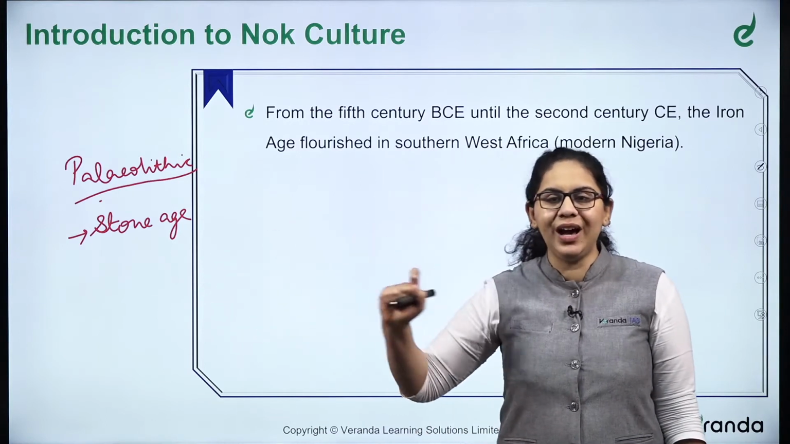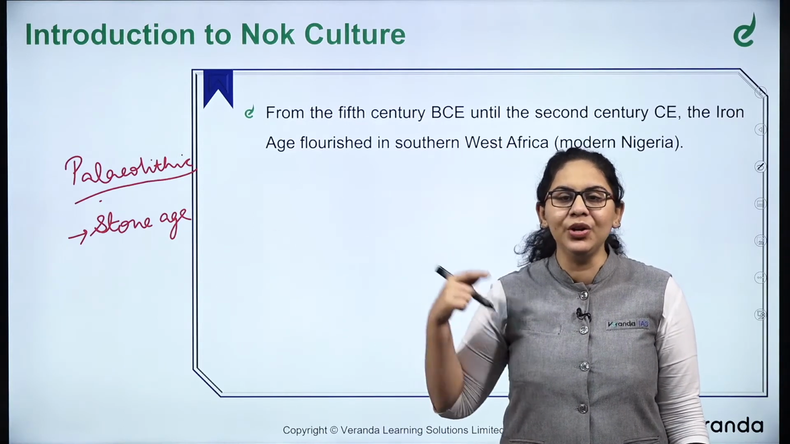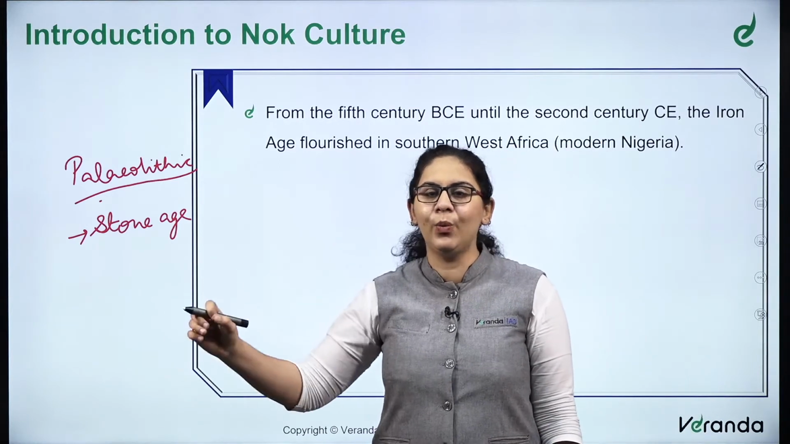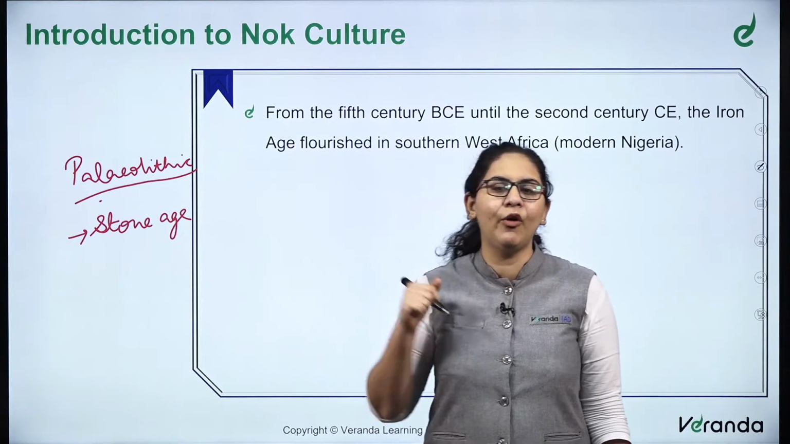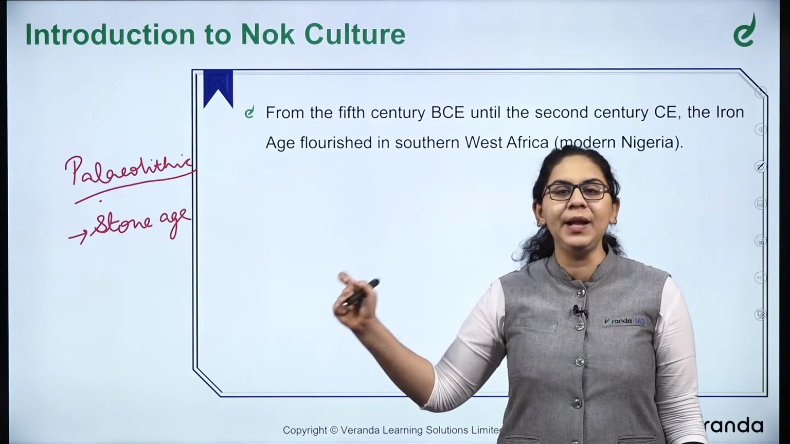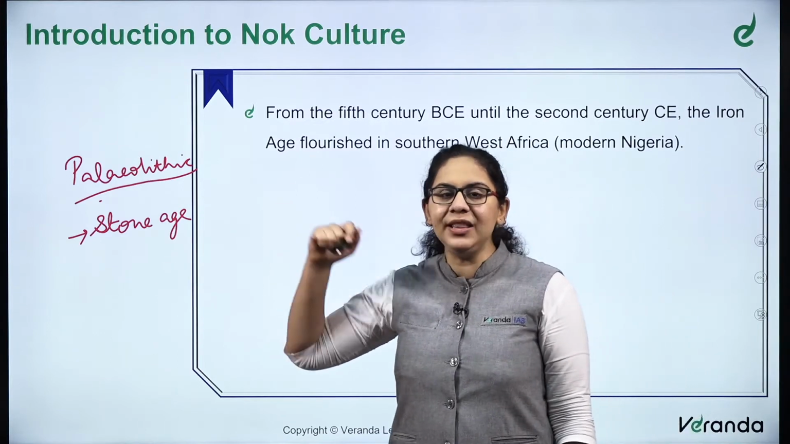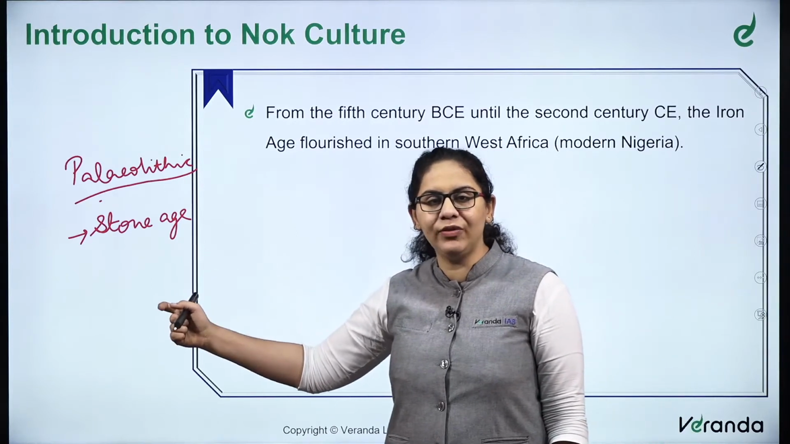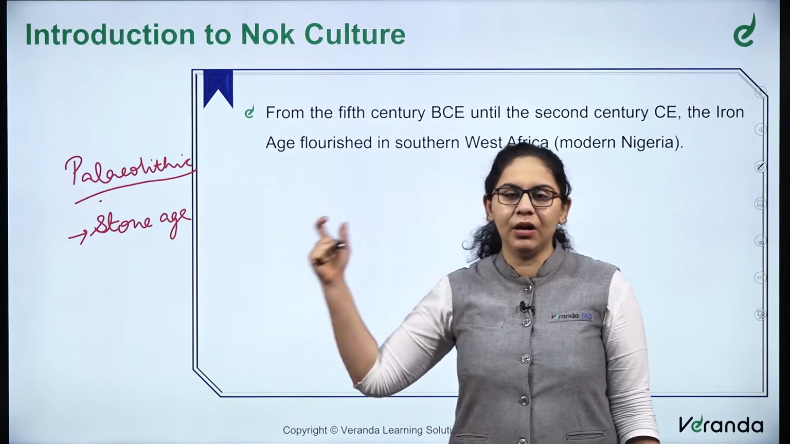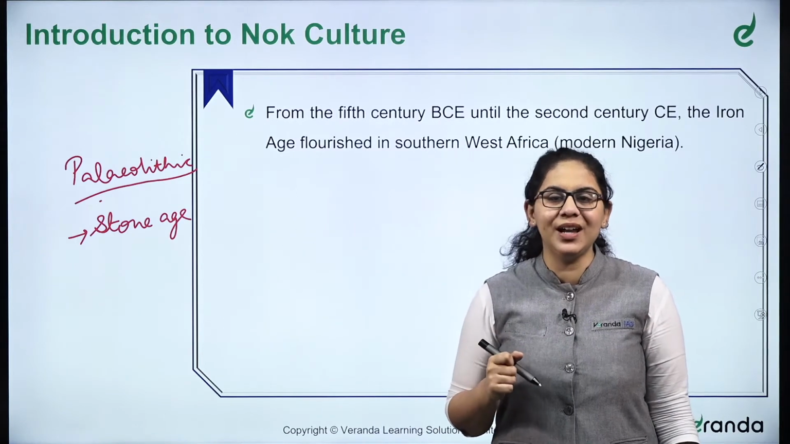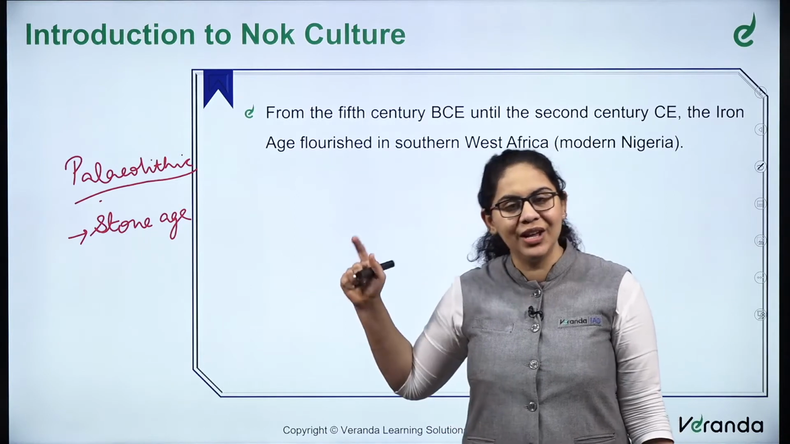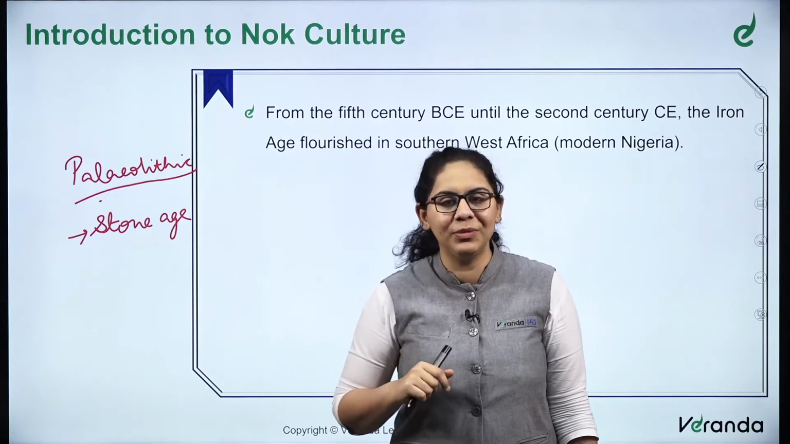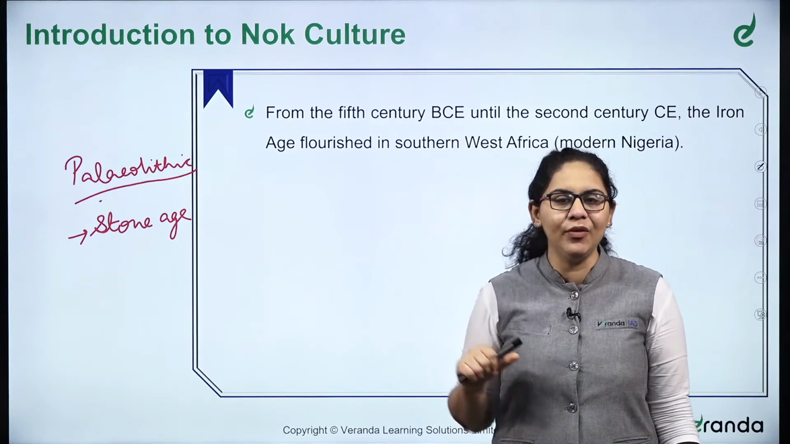Because with iron, the tools became sharper and better for clearing the vast green forests. These tools also helped people protect themselves from attacks by wild animals, and humans started thinking that they were superior, because now they had settlement, cultivation, and defense from wild animals. That was the start of urbanization.